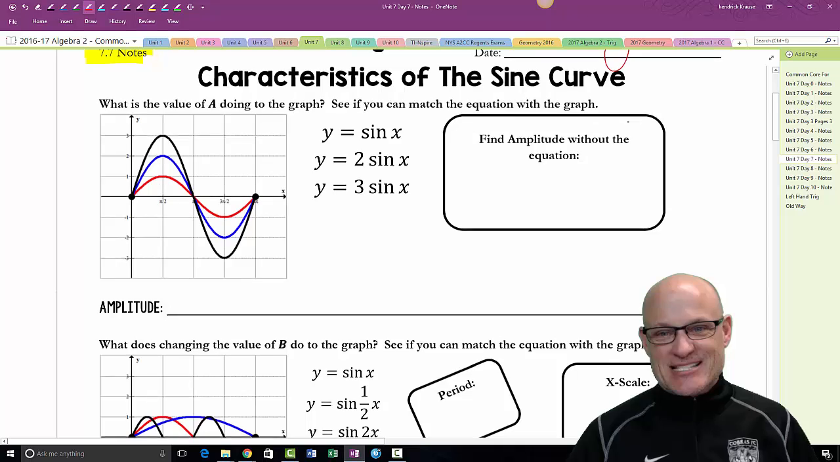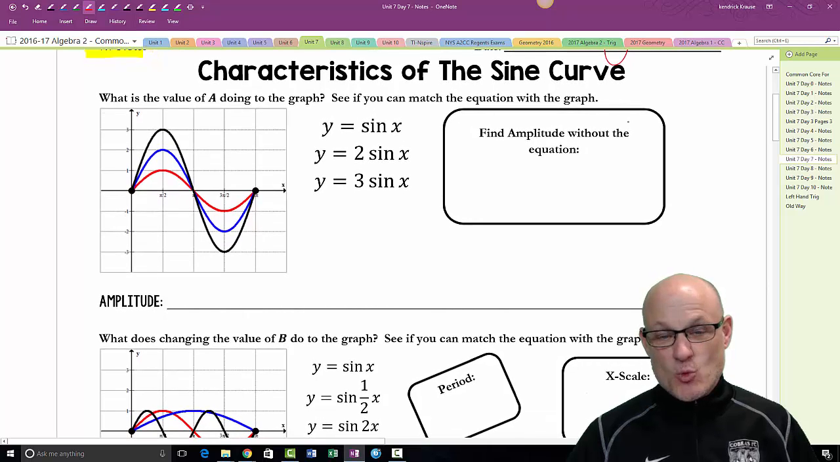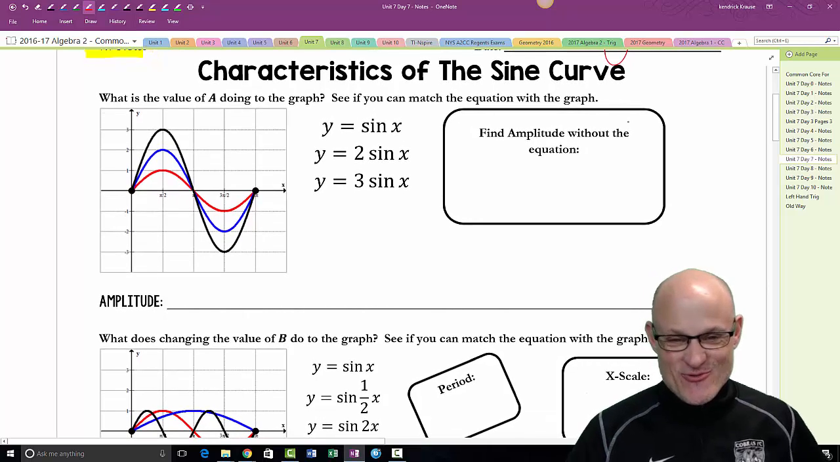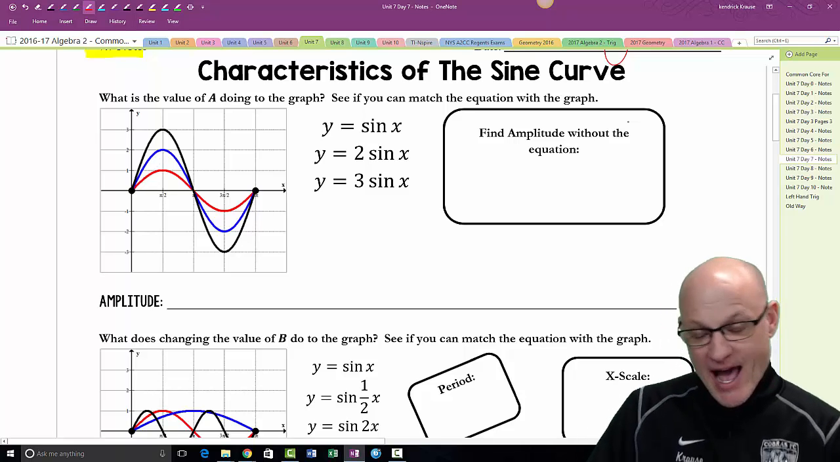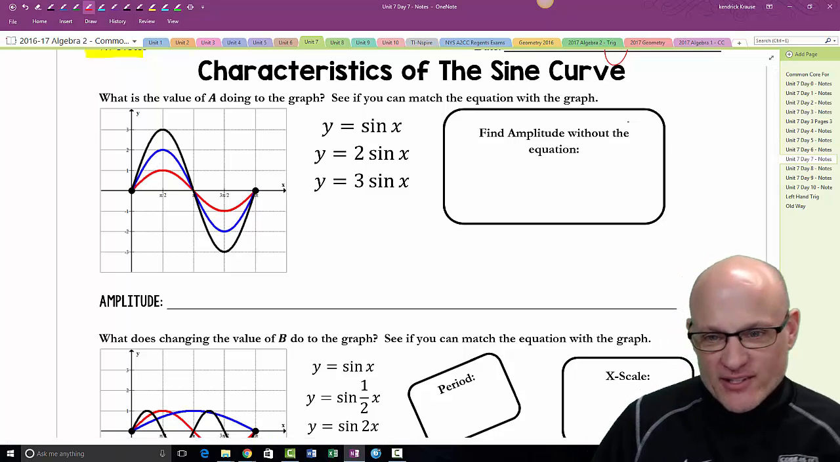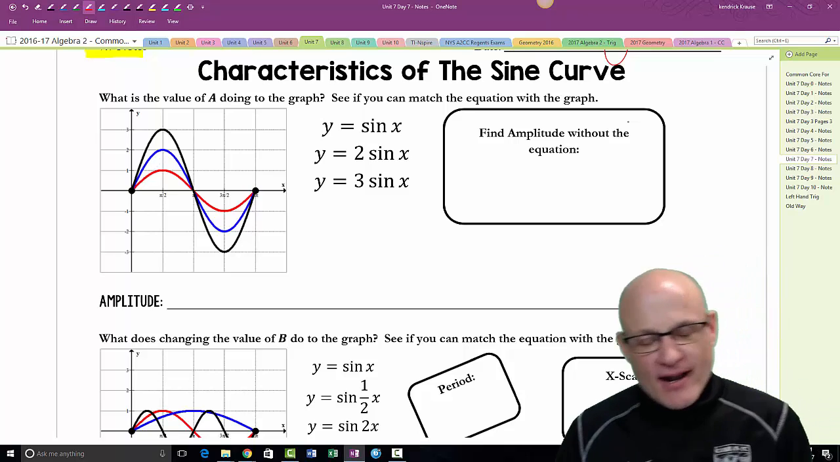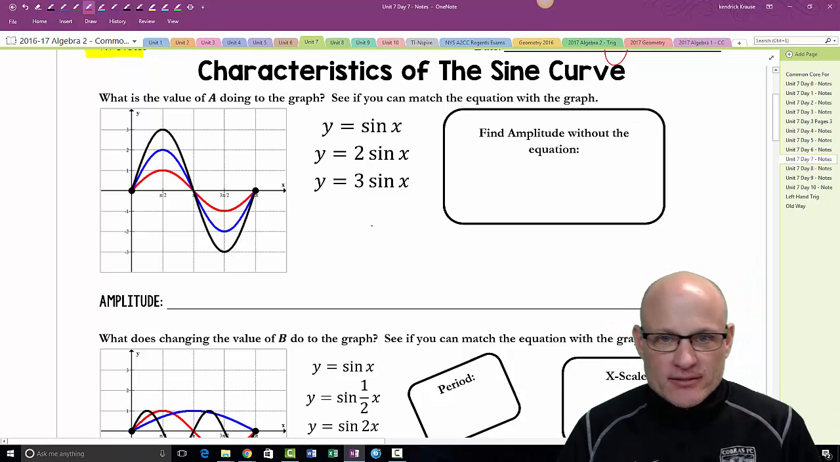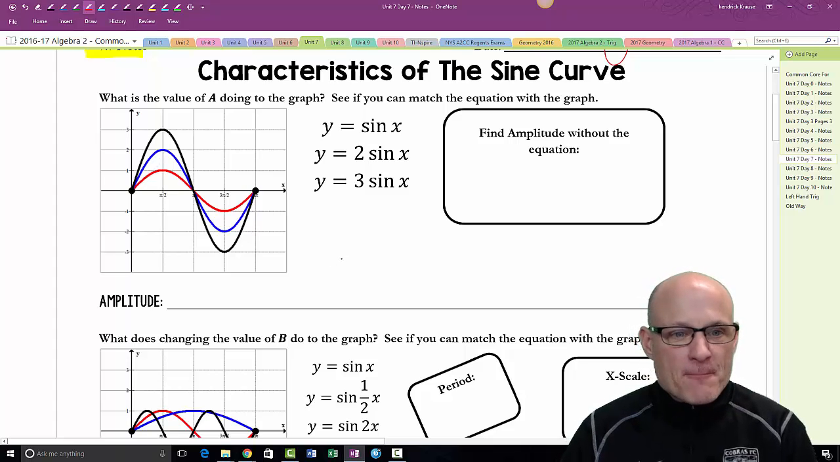Characteristics of the sine curve. Sounds so boring. I'm just kidding. Let's get through this stuff. This stuff's kind of cool. All right, it's not that cool, but you still got to learn it, and you'll have fun doing it. Let's see if we can figure out what's going on.